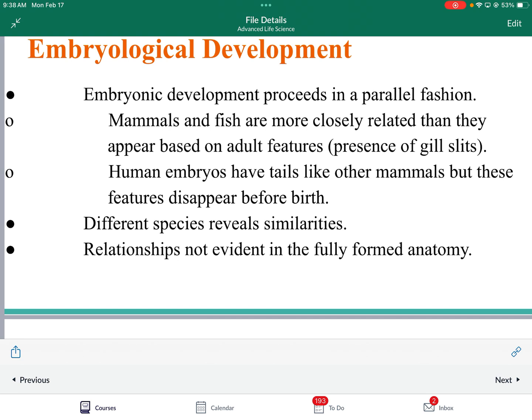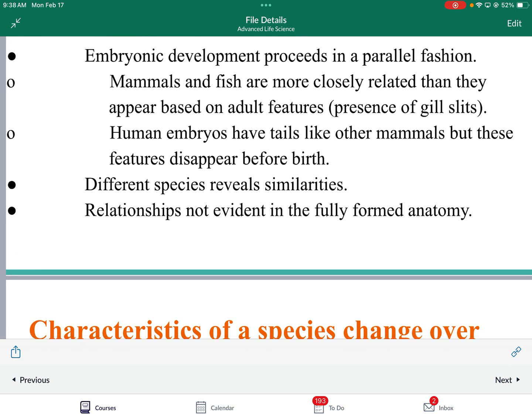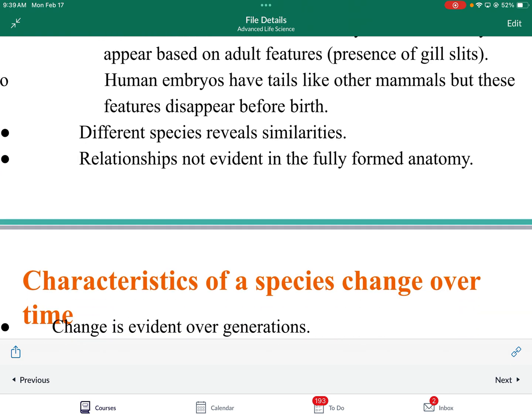All right, so the last thing we've talked about, fossil records, comparative anatomy, looking at those transitional species. And finally, we're looking at the embryological development. Embryo is before you are born, right? Before we exist on our own independently. That's what we mean with embryos. So embryonic development proceeds in a parallel fashion. Mammals and fish are more closely related than they appear based on our adult features. Remember, we're talking about embryos before we are fully formed into adults.